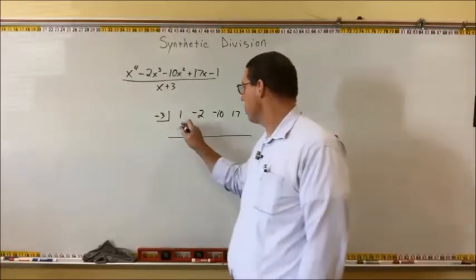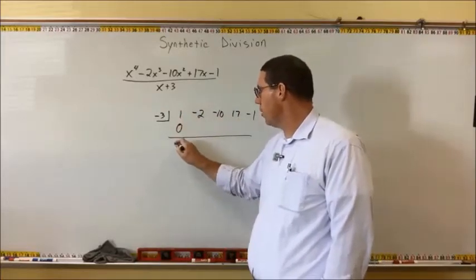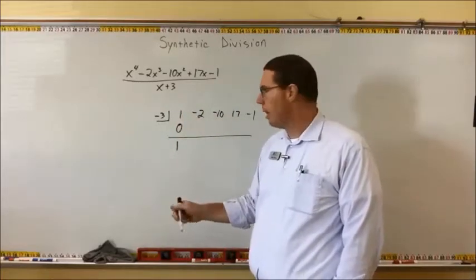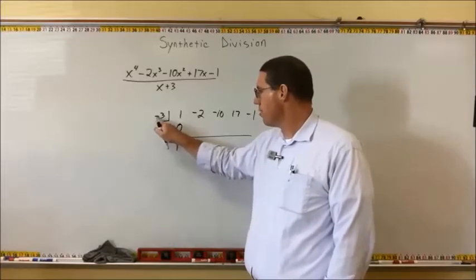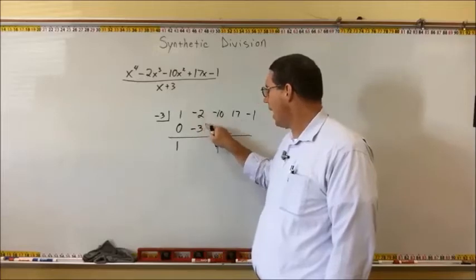First thing I'm going to do is I'm going to put a 0 under the first number, and I'm going to add. 1 plus 0 is 1. Then I'm going to multiply. 1 times negative 3 is negative 3, and I'm going to put that here. Negative 3. Then I'm going to add negative 2.